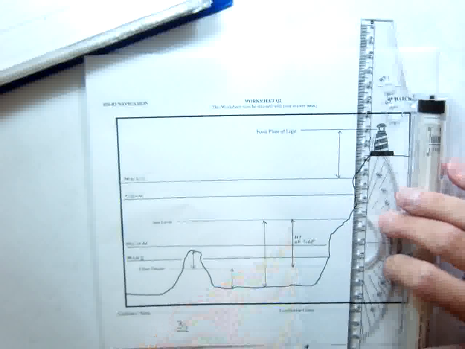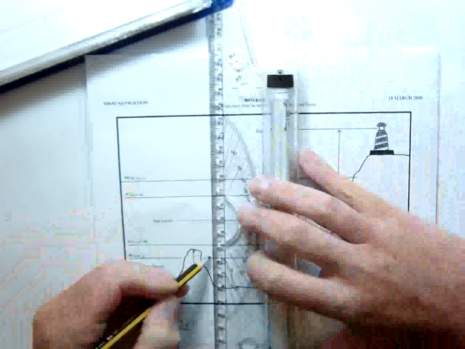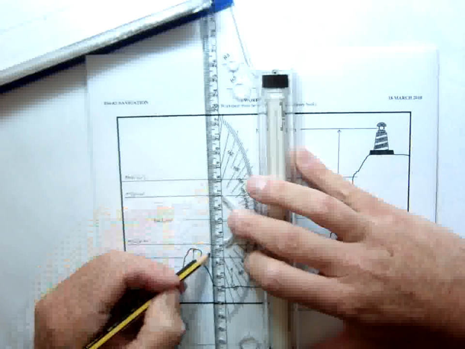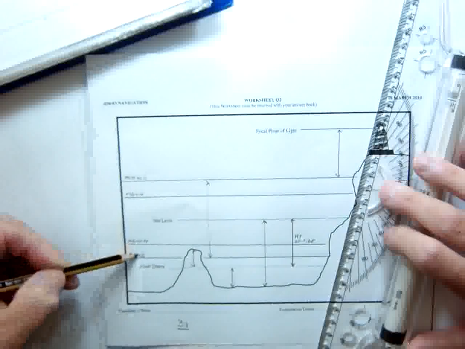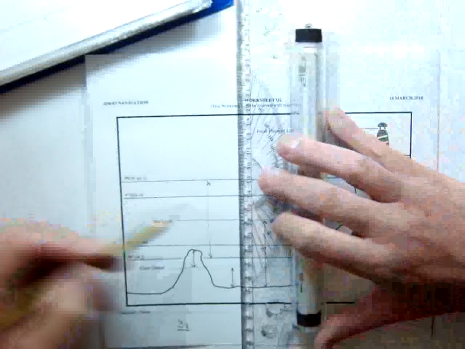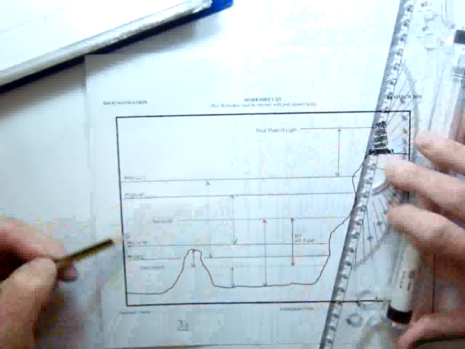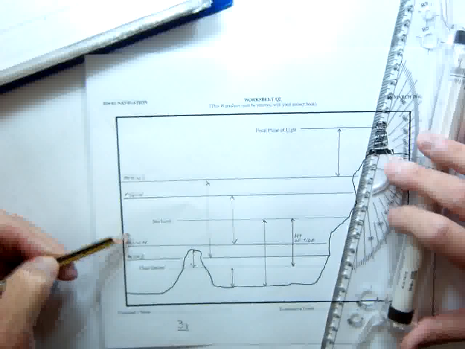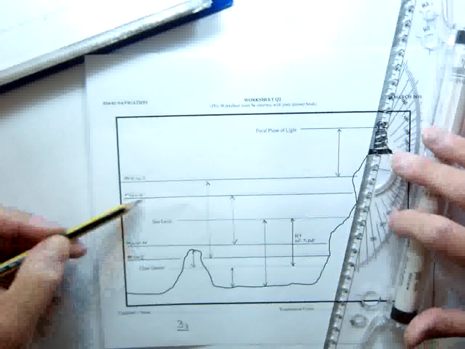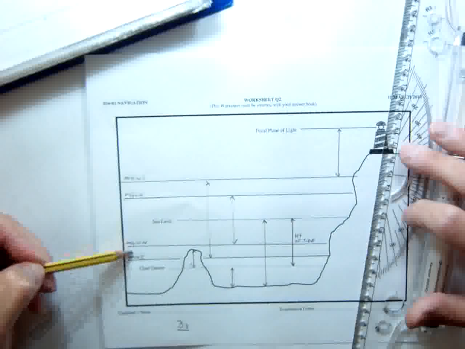Okay. The spring range is from mean high water springs to mean low water springs. So our spring range will go from high water springs to low water springs. Our neap range will go from high water neaps to low water neaps. So the spring range, it's the range of the tide at the time of spring tides occurring every 2 weeks. Spring, okay, mean high water springs, mean low water springs.